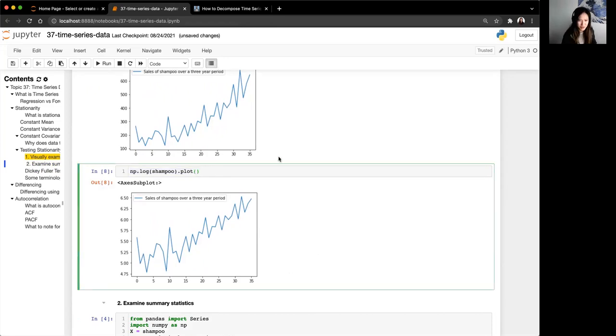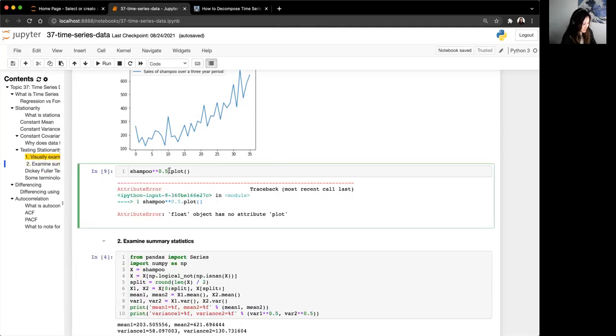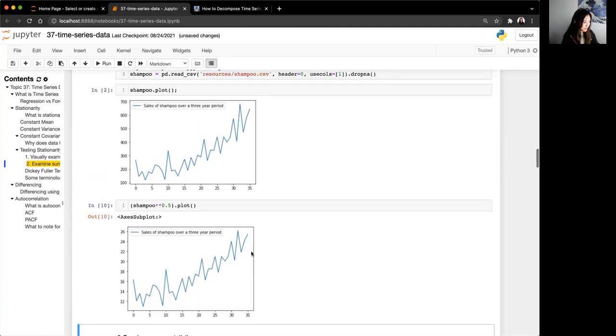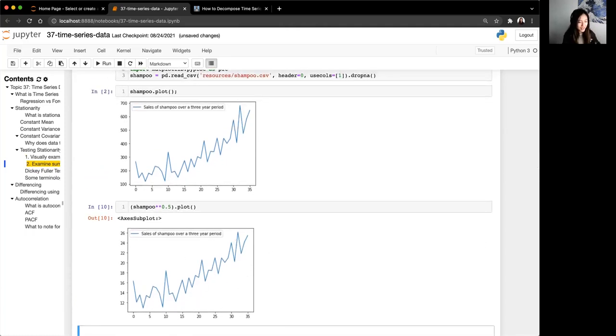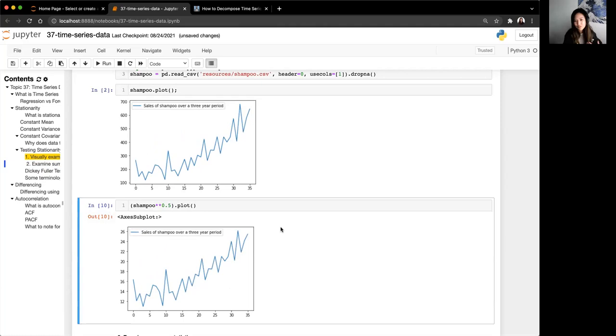Something else that you could do, you could also take the square root of your numbers. I've seen that before. So if I do shampoo to the power 0.5 dot plot, okay, let's do this. There we go. Taking the square root has also made it a little flatter, but usually the most efficient way to remove non-stationarity is through a process called differencing.